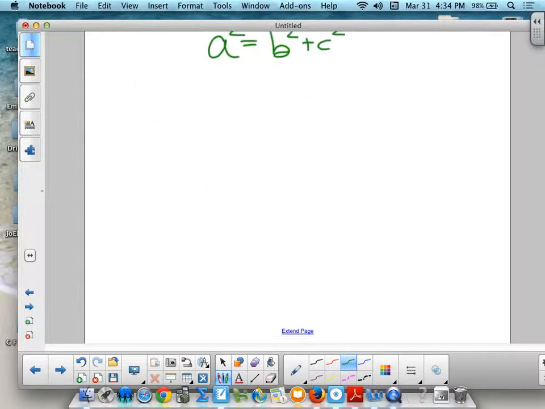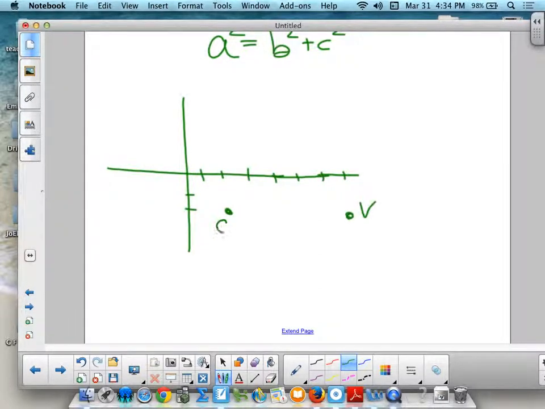All right, here we go, number 16. Number 16 is center (2, -2). Vertex (7, -2): 3, 4, 5, 6, 7, down 2. Vertex, center, focus (4, -2). Focus, vertex, center. Oh, this is the major axis.